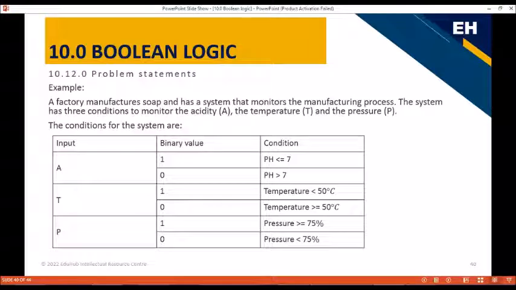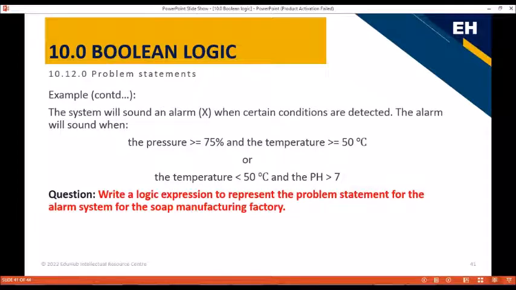And of course you have that for T and for P. Now let's look at how this problem can be solved. The system will sound an alarm X when certain conditions are detected. So there are conditions for an output X to be produced. The alarm will sound when, now what are these conditions?